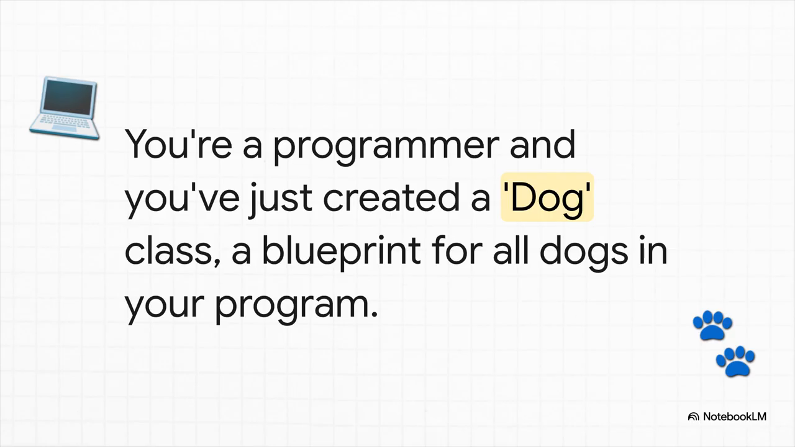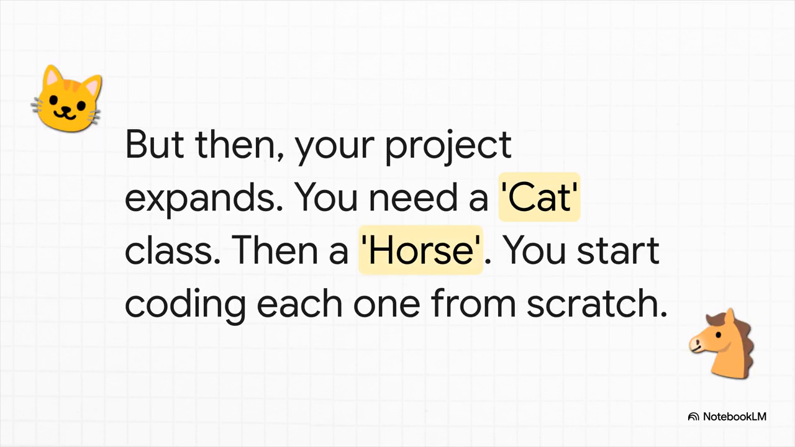You start out by modeling a real-world object. Let's say a dog. You create a dog class, which is basically a blueprint for all the dogs in your program. Easy enough, right? Okay, but then your project starts to grow. Now you need a cat class, and then after that, a horse class. You start coding each one from scratch, and pretty soon you're getting that feeling of déjà vu.